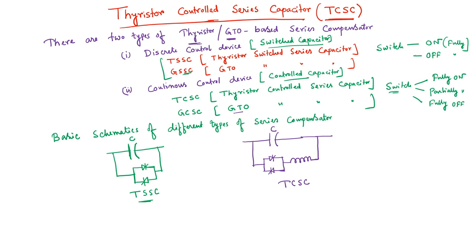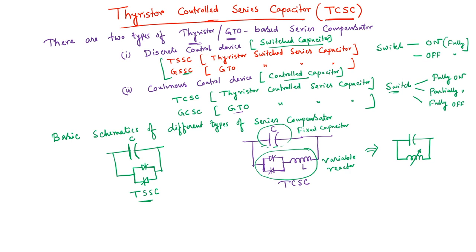Now, what is interesting to see here is that this bidirectional switch is connected to the capacitor in parallel along with an inductor. Okay. And here we have a fixed capacitor, and we have a variable reactor, and both are connected in parallel. Okay. So, we have a fixed capacitor and we have a variable reactor. Now, the reactance of this reactor is controlled by the switches over here. So, therefore, this is the overall basic schematic diagram of TCSC.